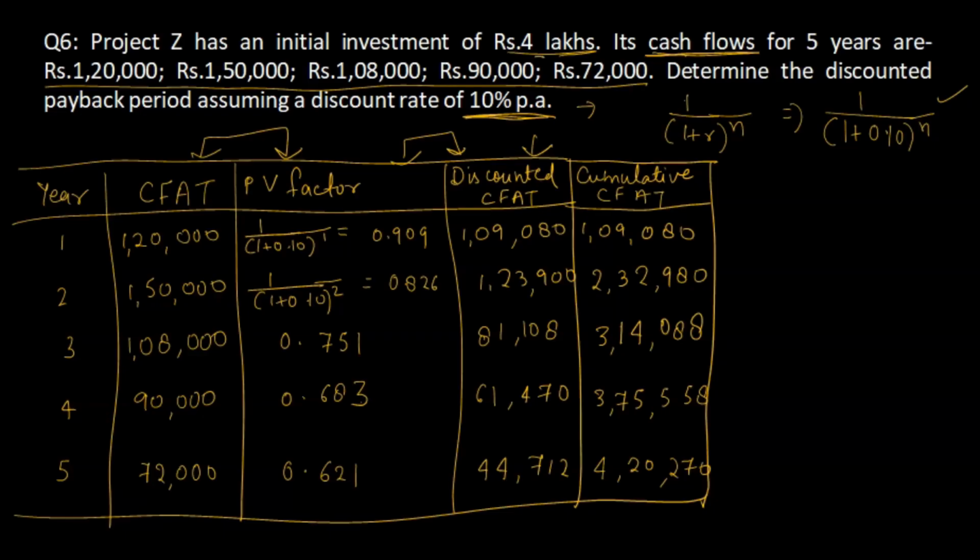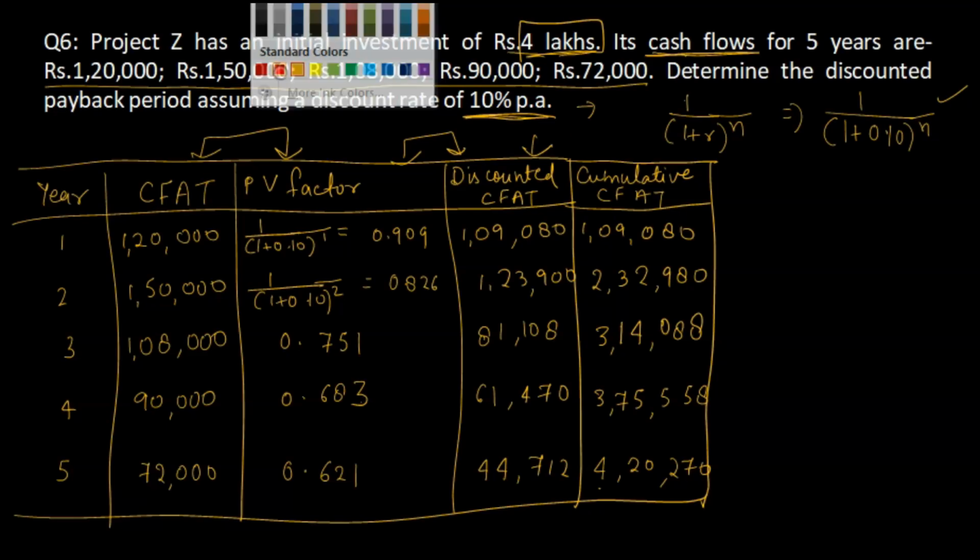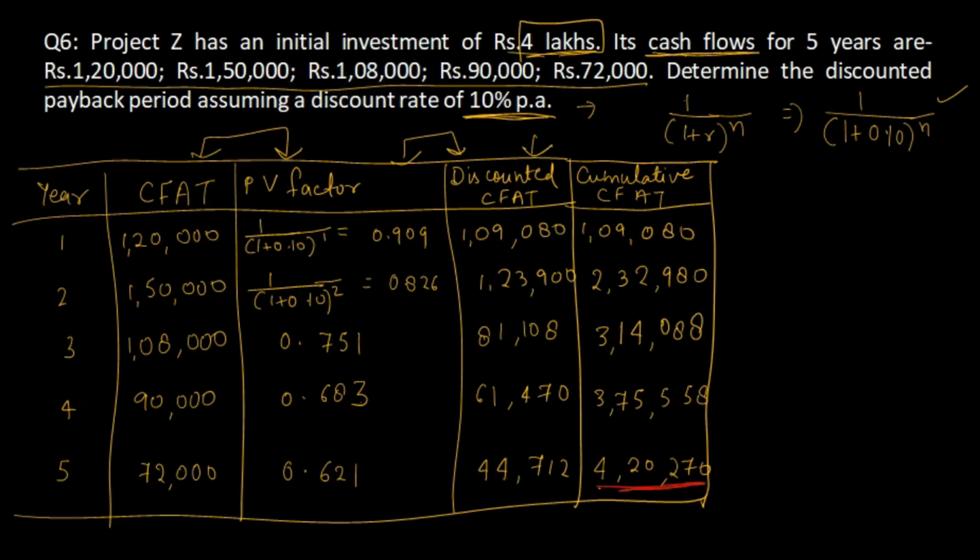So our initial investment was 4 lakh, right? In which year are we recovering 4 lakh? If you see, in the 5th year we are getting 4 lakh 20,000, correct? In the 5th year we are getting this amount, but we need only 4 lakh. So up to 4th year we will take 3,75,558. Up to 4th year we are getting 3,75,558.